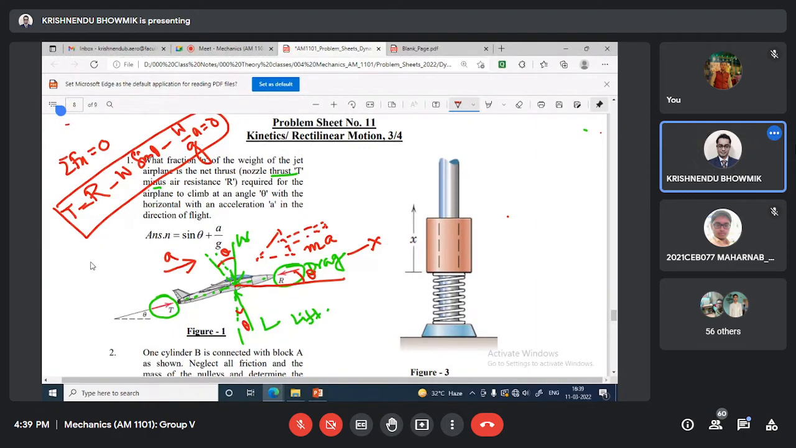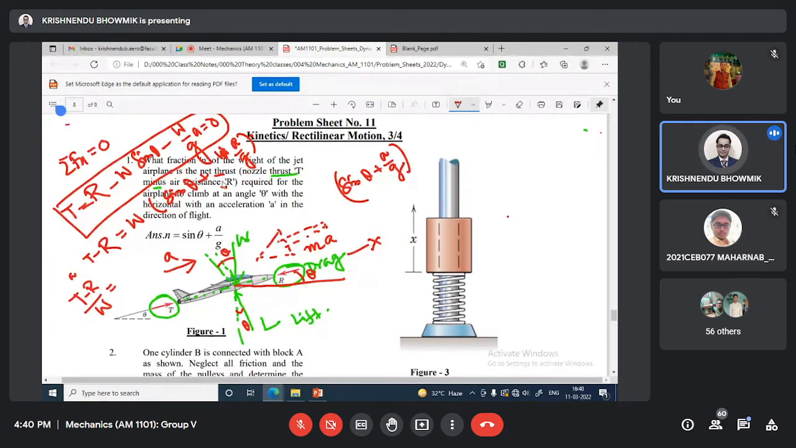T minus R equals W multiplied by (sin theta plus a by g). Now (T minus R) by W equals sin theta plus a by g. What is T minus R? That is the net thrust, T minus the air resistance.